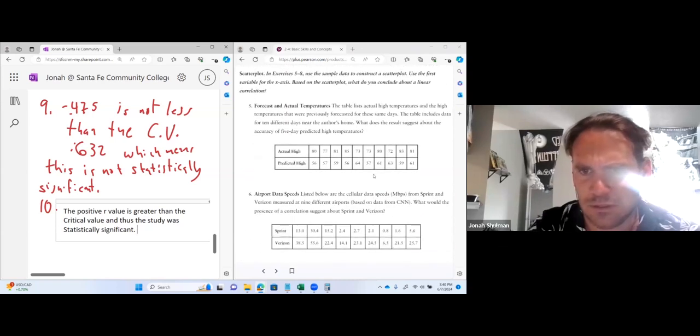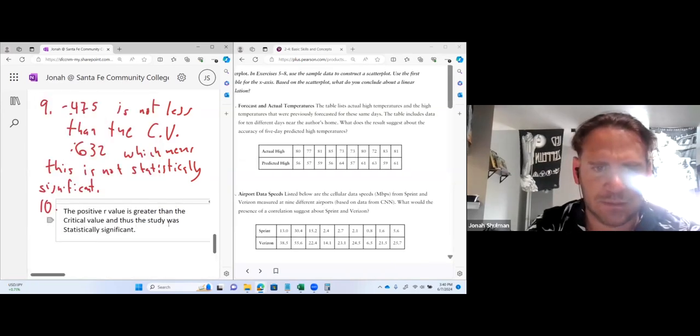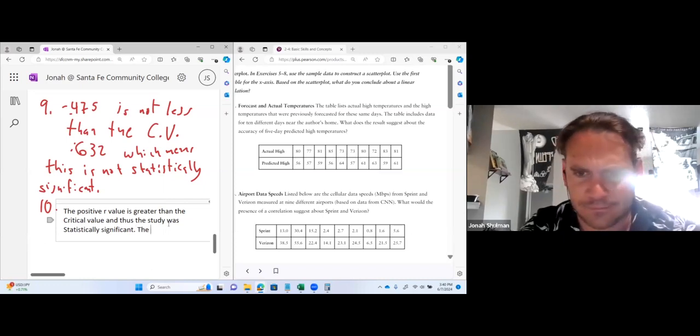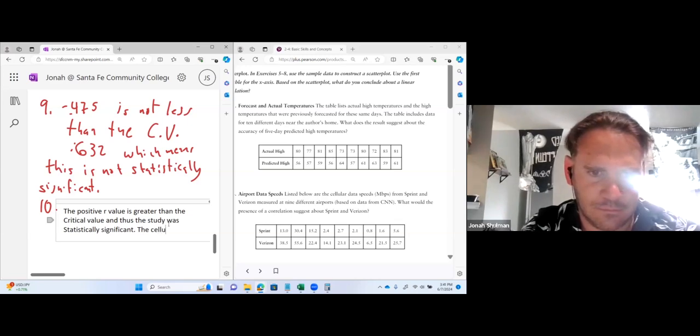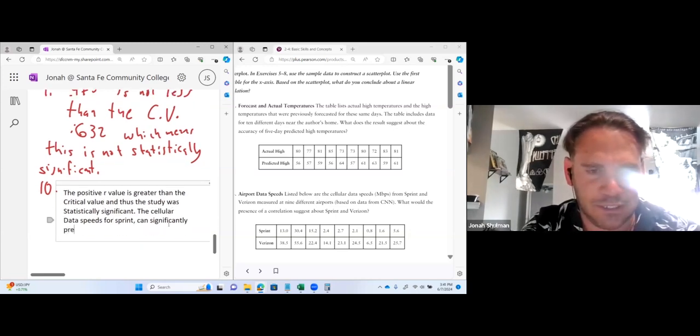Number 6 says, cellular data speeds from Sprint and Verizon measured at 9 different airports. What is the correlation? So we can say the cellular data speeds for Sprint can significantly predict the cellular data speeds of Verizon.